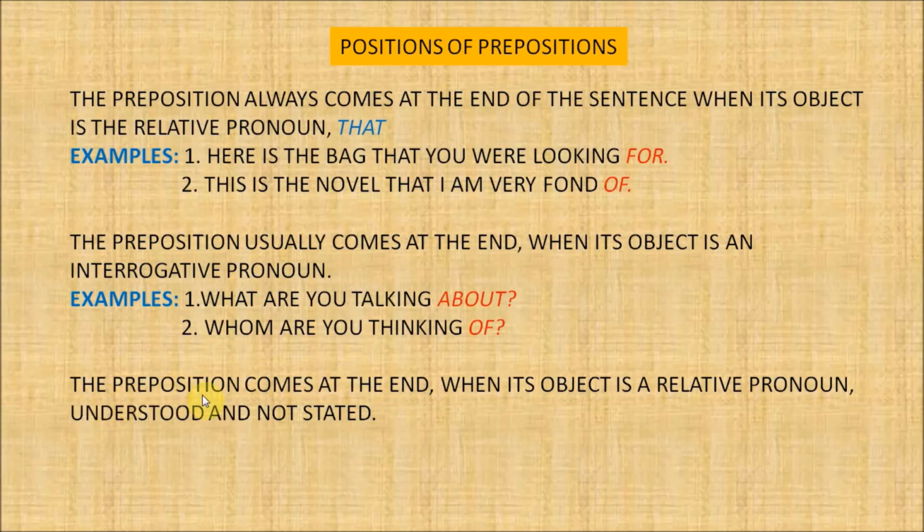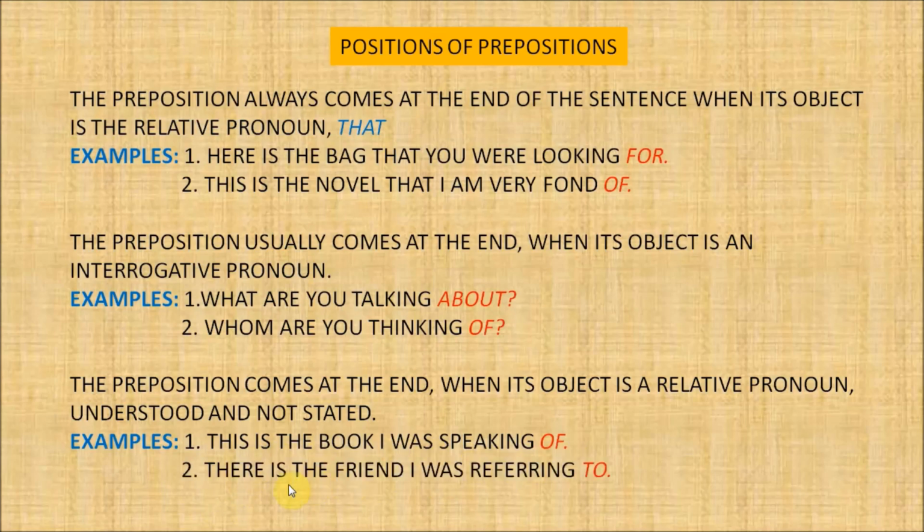Next point, the preposition comes at the end when its object is a relative pronoun understood and not stated. So in the third point also we see the preposition comes at the end of the sentence when its object is a relative pronoun and it is understood and not stated. Let's see examples. This is the book I was speaking of. Second, there is the friend I was referring to.